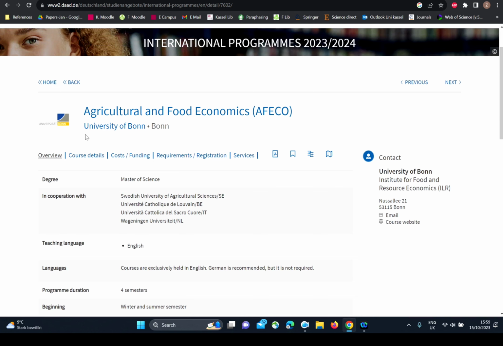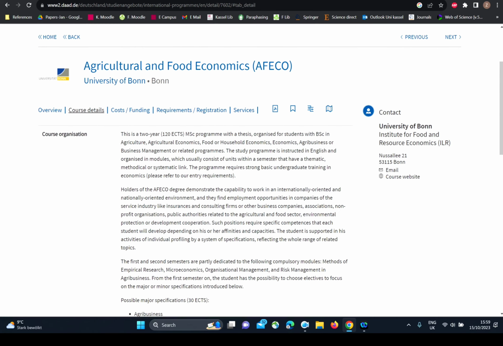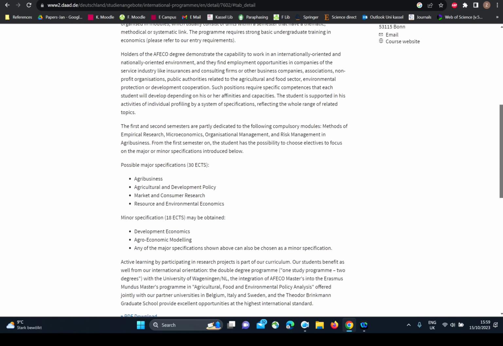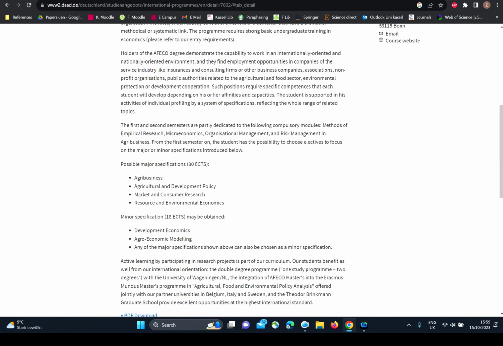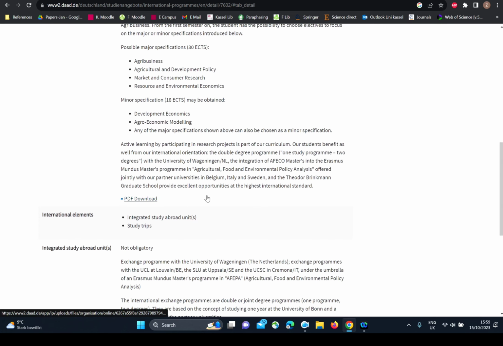Yes, and now we go to the course details. So now they describe in detail about the course, saying that it's 120 ECTS. It's a 2-year program, thesis oriented, and these are the possible modules that you will be having, for example, agribusiness, agriculture and development policy. So you basically have to download this PDF and then read it in detail.